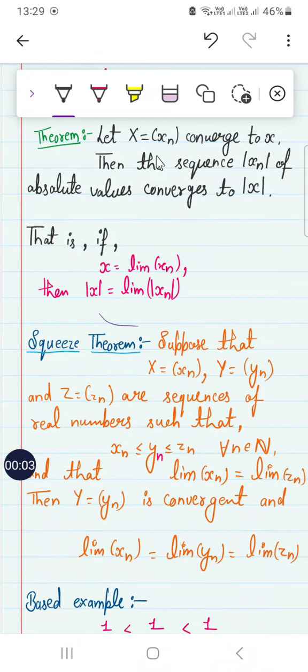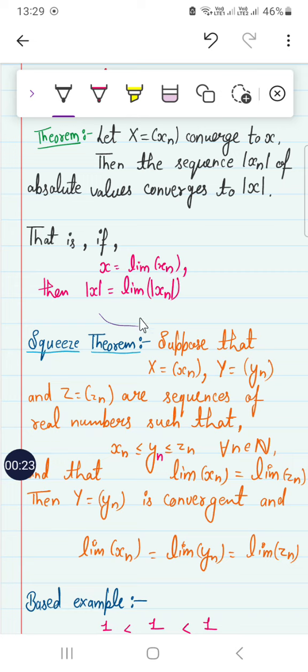Theorem. Let the sequence xn converge to x, then the sequence of absolute values, mod of xn, converges to mod of x. What is that? If the sequence xn has the limit as n tends to infinity equal to x, then the limit of mod of xn converges to mod of x. What is mod of xn? Mod of xn is the absolute value sequence, which converges to mod of x.